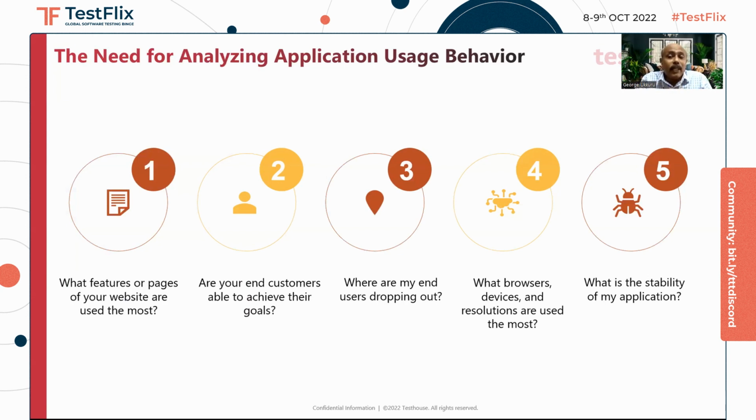And the fifth area is, how stable is my app? Is my app giving performance issues? What is the overall availability of my app? Are customers getting runtime errors or exceptions when they are using the app or the website? So these are the top 5 areas that you can concentrate on in order to generate analytics around usage behavior.